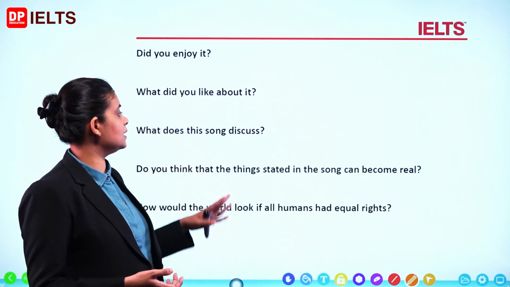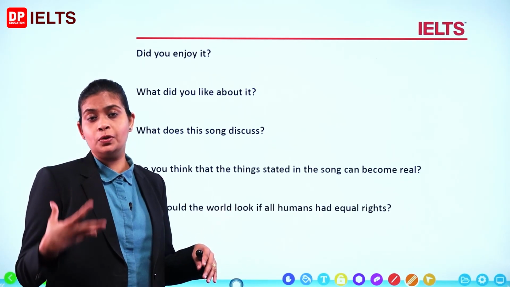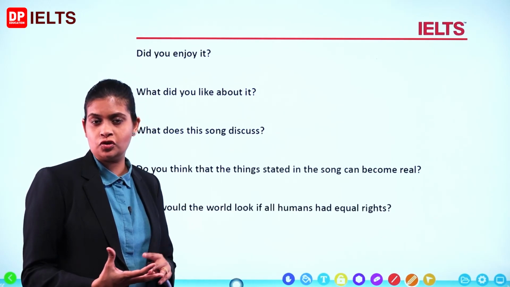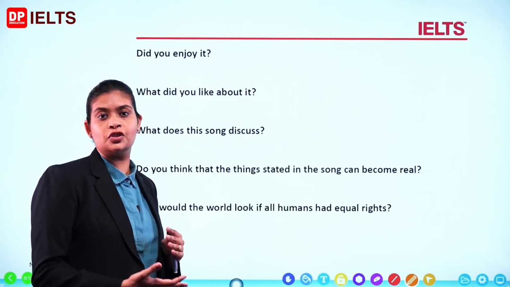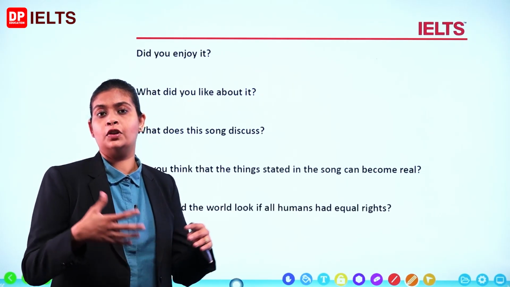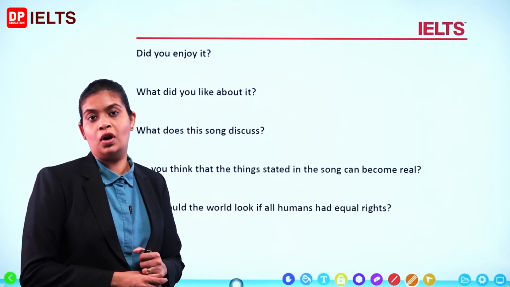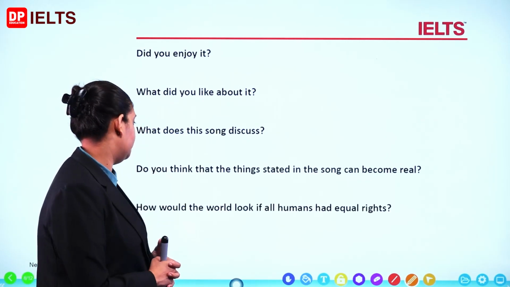What does this song discuss? The beauty of people having equal rights, having no discrimination, having no religion, having no race, having no possessions, but just one beautiful world that we would share with each other.